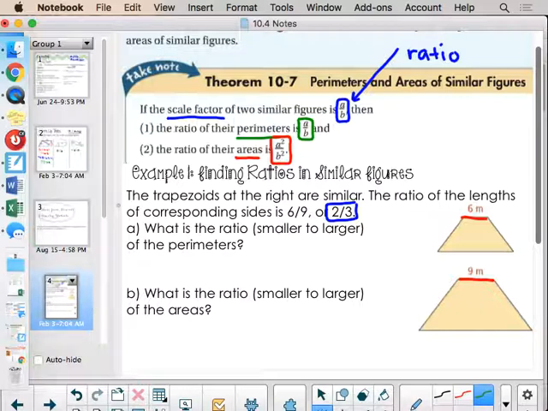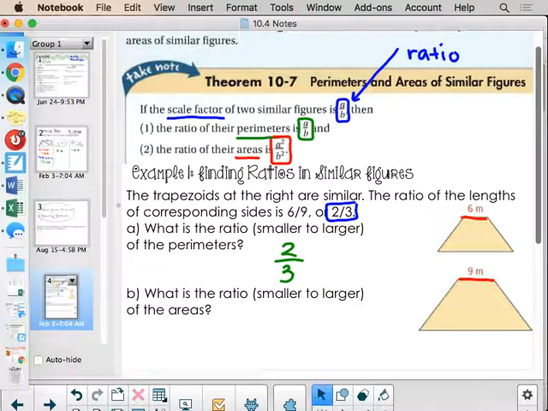What's my answer going to be? Yeah, it's 2/3. They're the same thing. That's what I just talked about. If your scale factor is A to B, then it's the exact same thing as the ratio of your perimeters because it's still a linear dimension.